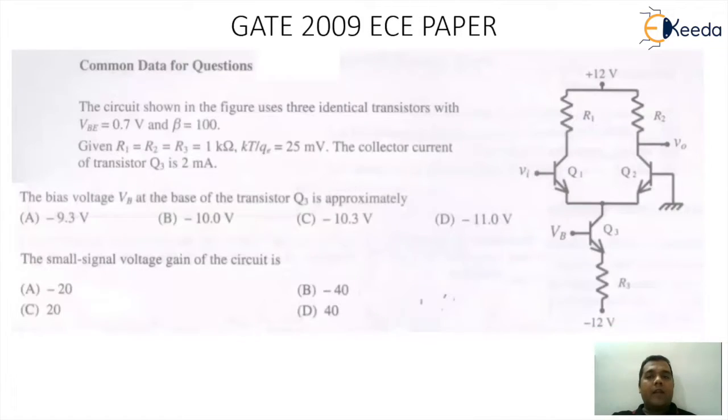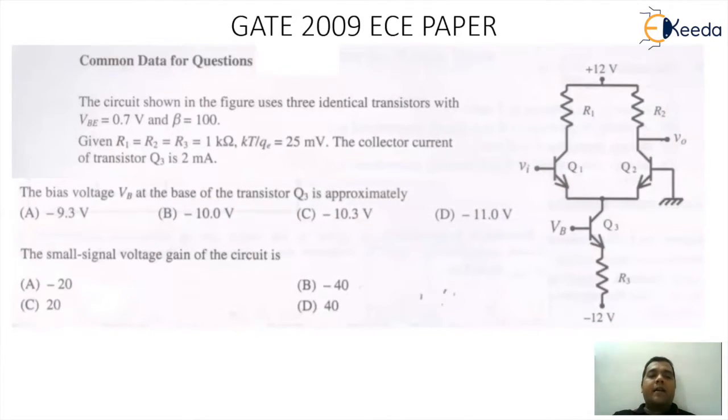Let's take a question. This question is from the GATE 2009 ECE paper. The question is a common data question, so it is basically a link question or 2-mark question. The circuitry shown in the figure uses 3 identical transistors with VBE equal to 0.7 and beta equal to 100. Given R1 equal to R2 equal to R3 equal to 1 kilo ohm, KT by Q is 25 millivolt. The collector current of transistor Q3 is 2 milliampere.